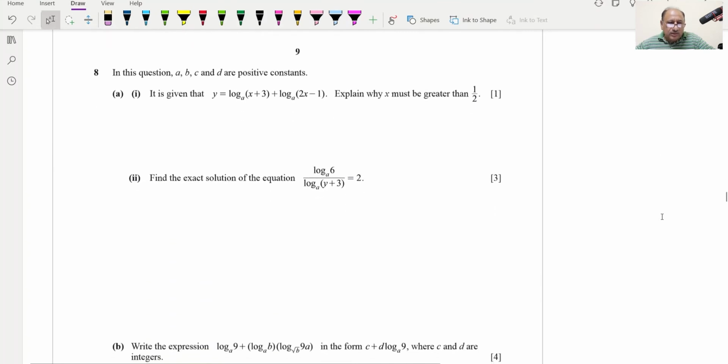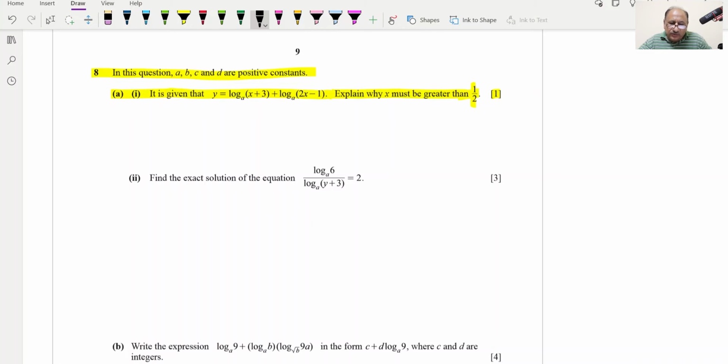Now question number 8. Question number 8 says, in this equation a, b, c, d are positive constants. Part 1, it is given that y is equal to this. Explain why x must be greater than 1 by 2. Why it should be greater than 1 by 2.